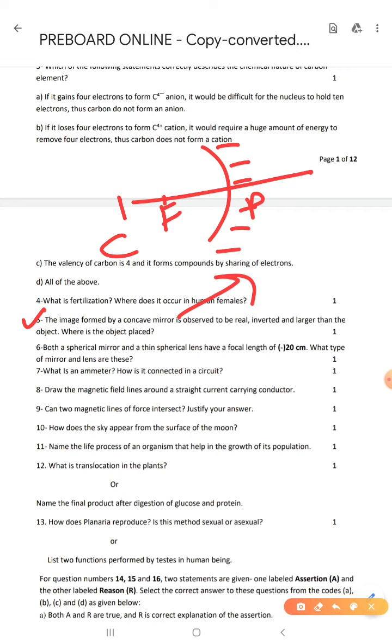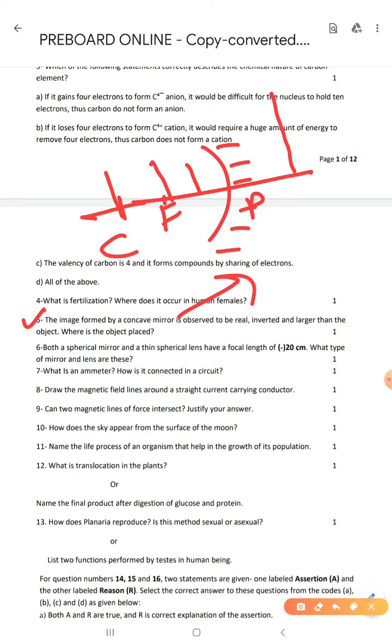We should know everything about when the object is at C. If I ask you what type of image is formed, you know: real and inverted image, and of the same size. When the object is at focus, then the image is at infinity, that is also inverted. What about when the object is placed between pole and focus? In this case the image is virtual and erect. This is an important point. But this question is asking about real, inverted, and larger than the object.